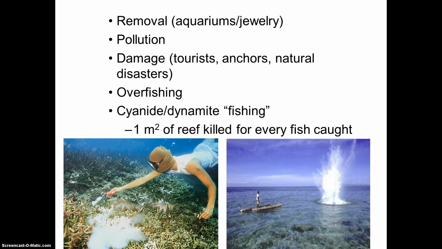And finally, dynamite fishing or cyanide fishing. This is when people put chemicals into the water or even dynamite into the water, and it kills off a large expanse of organisms. And you can see the stat there that 1 meter squared of reef is killed for every single fish that's caught. So if you think about all the fish that a large commercial fisherman may catch, they're killing off large portions of the reef at the same time. And you can see this is an example of dynamite fishing, and this gentleman is spraying a cyanide poison into the water so that he can catch fish.